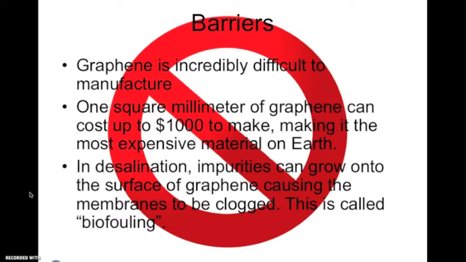But what's stopping us from producing this widespread? Well, graphene is incredibly difficult to manufacture because it's so small and it's only 1 atom thick. And it's the most expensive material on Earth because 1 square millimeter of graphene can cost up to $1,000 to make. In desalination, impurities can grow onto the surface of graphene, causing the membranes to be clogged, which is called biofouling.